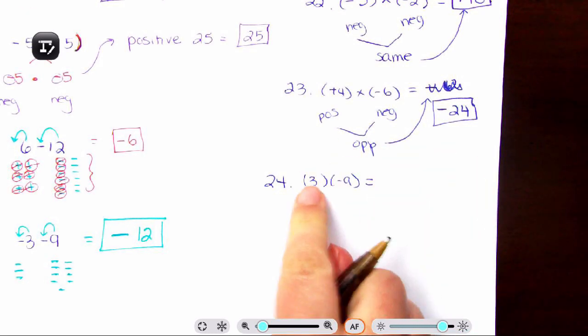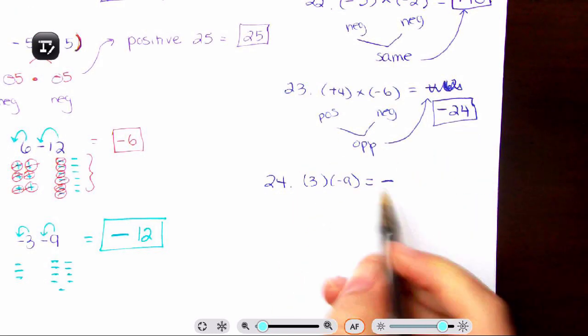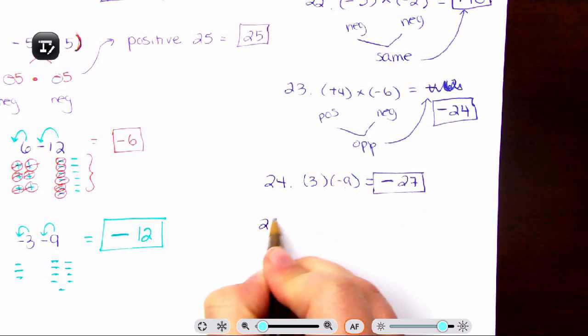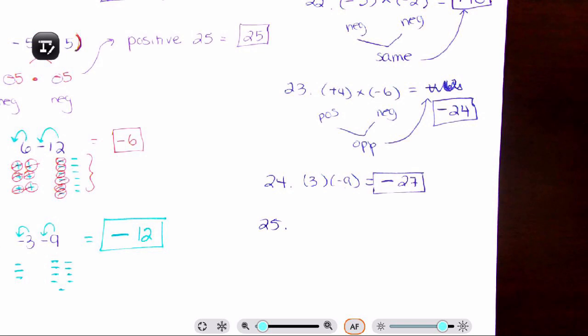I have one positive and a negative, so that means my answer is negative. 3 times 9 is 27. Here's your answer, 25. Question number 25. Now we're going into division.